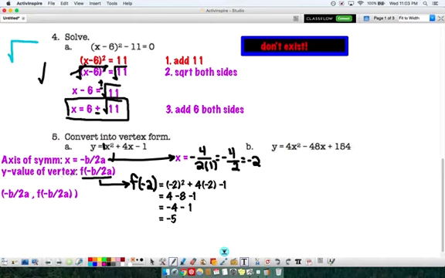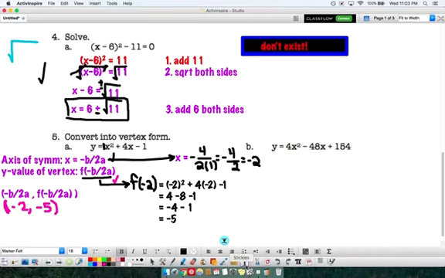Now you have the y value of your vertex. So you have your vertex right here. We have the x value is negative 2, and we have the y value is negative 5. I want you to think for a second. If you know the vertex, can you write it in vertex form? Answer is, ding ding ding, yes, you can. So we're going to write it, last step, write in vertex form.